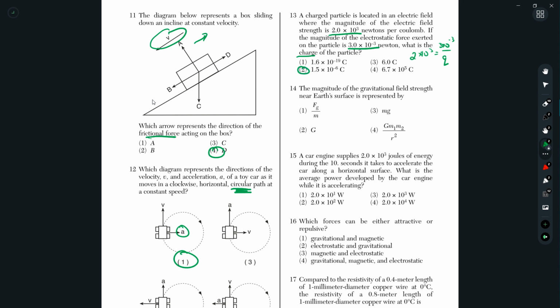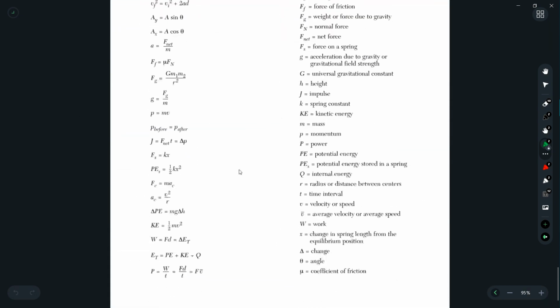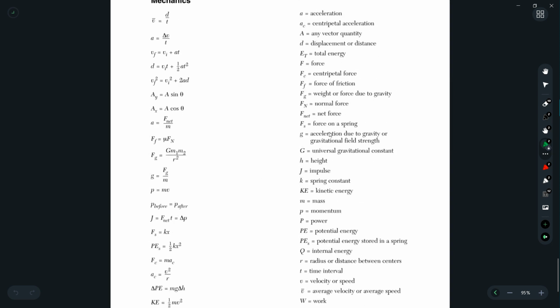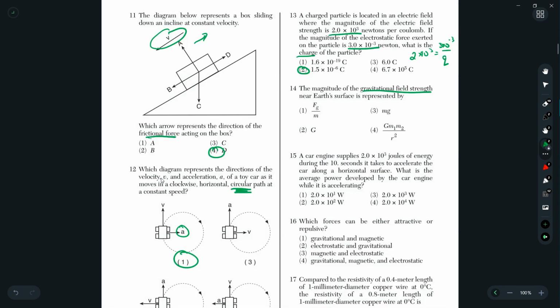Okay, 14 looks like a complicated question. Gravitational field strength. Don't get thrown off by this though. Gravitational field strength, we talked about this a little bit. That is the same as the acceleration due to gravity, which means it's this guy here. It's just Fg, force of gravity, divided by mass. That's the first answer. Bang.